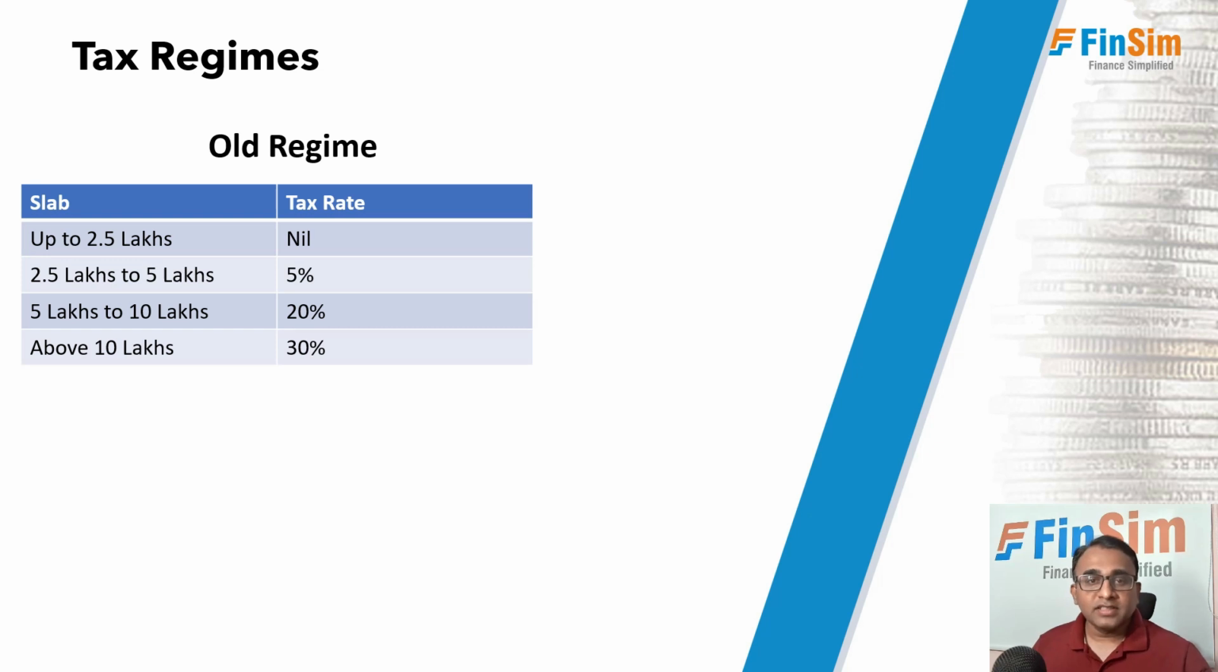Under the old tax regime, taxpayers' taxable income is divided into 3 slabs for calculating the tax liability. Up to 2.5 lakh rupees of taxable income was exempted from tax. Next 2.5 lakh to 5 lakh rupees is taxed at 5%. 5 lakh to 10 lakh rupees is taxed at 20% and income above 10 lakh rupees is taxed at 30%.